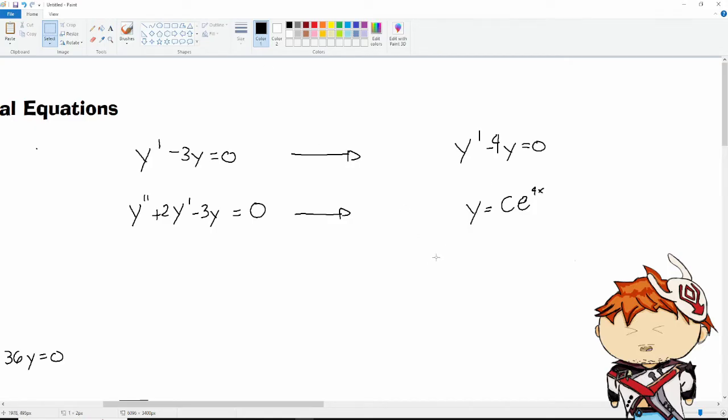So our y prime minus 4y, let's transform this into m. And our answer will become e to the mx. So the differential operator form of y prime minus my is equal to 0 is Dy minus my equals 0.